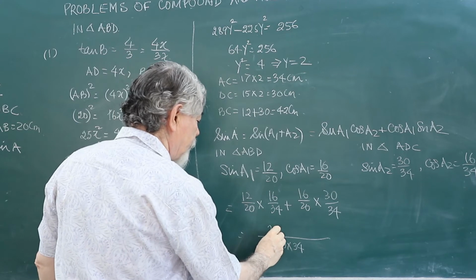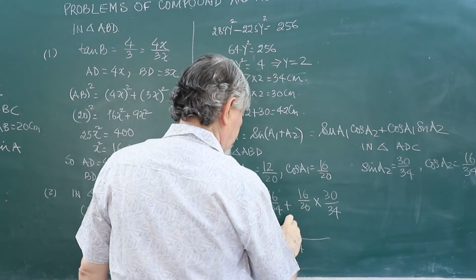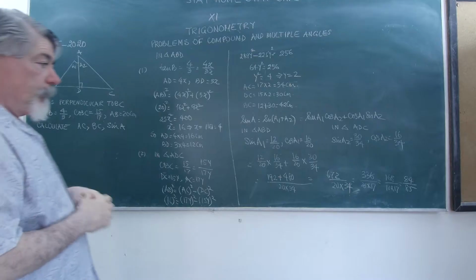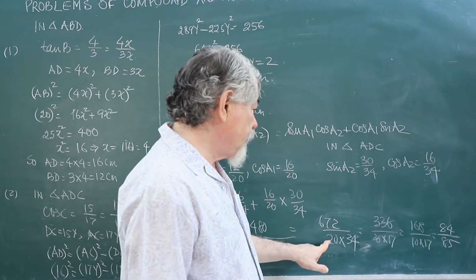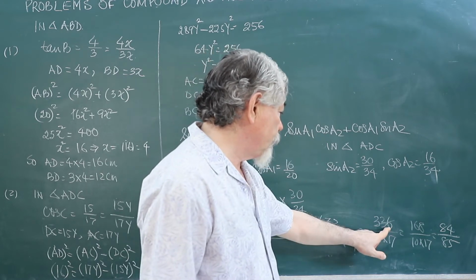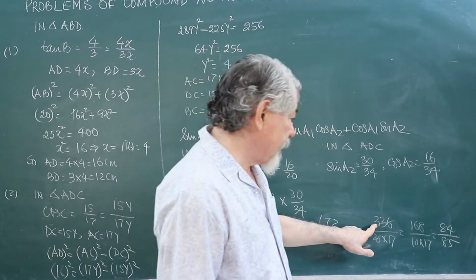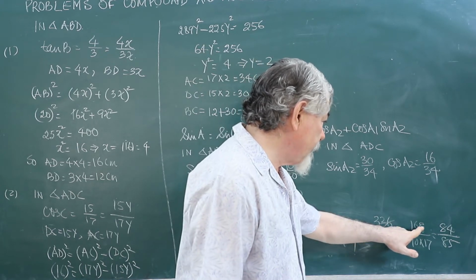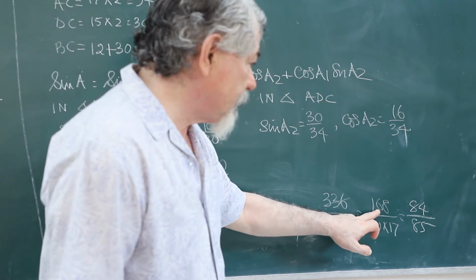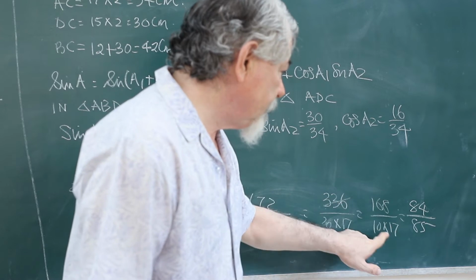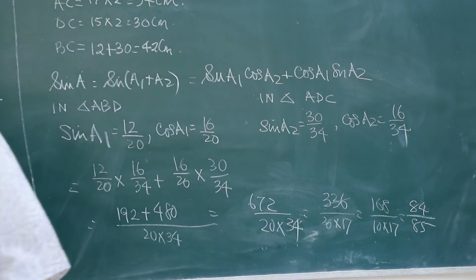12 into 16 into the 32. 16 ones are 16 and 3 is 19, 192. And this is 480. The addition is 672 upon 20 into 34. We start dividing by 2. 2 3s are 6, 2 3s are 6, 2 6s are 12. And you cancel here, 2 17s are 34. Then again, 2 1s are 2, 2 6s are 12, 2 8s are 16 and 10. 2 10s are 20. Then again 2 8s are 16 and 2 4s are 8 and 2 5s are 10. So 17 5s are 85, 84 upon 85 will be your answer.